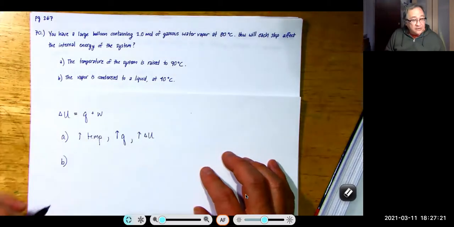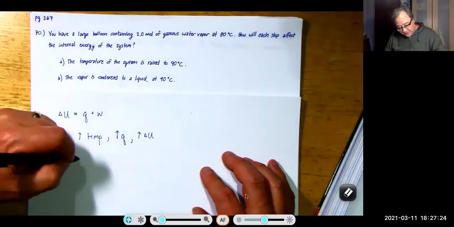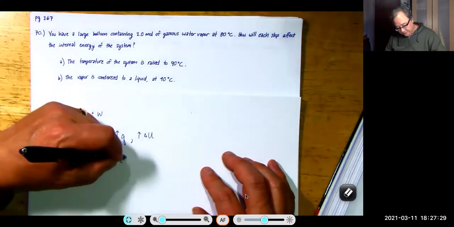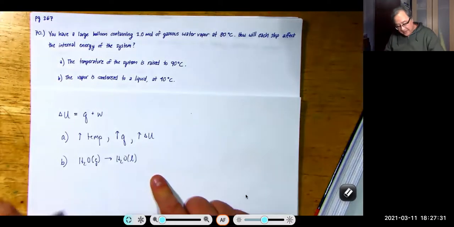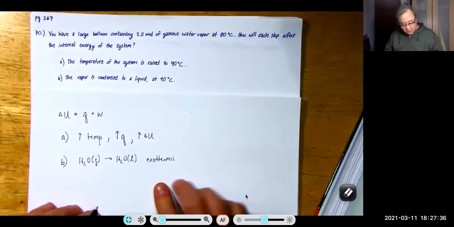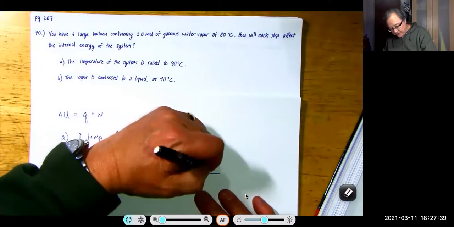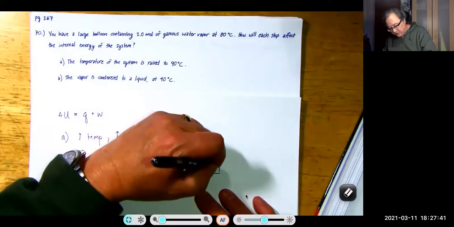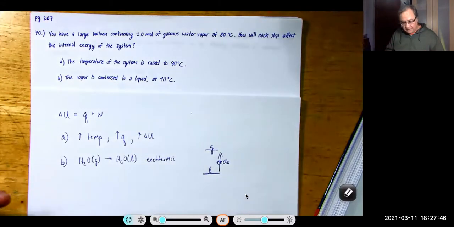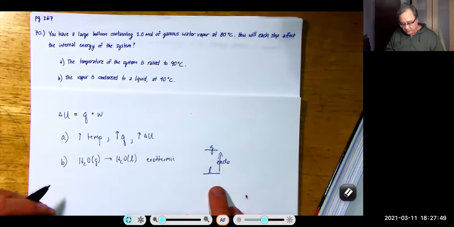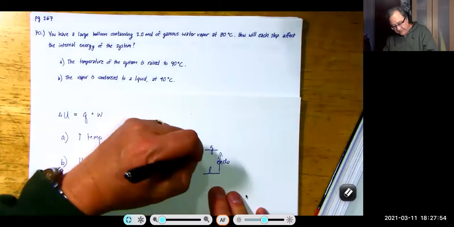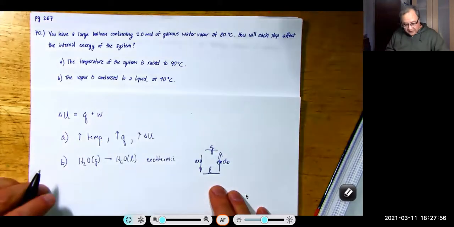B, the vapor is condensed to a liquid. That means that the H2O gas is going to turn into H2O liquid. And we know that this happens to be exothermic. How do we know that? Because if we take the liquid and turn it into the gas, that's endothermic. So the opposite would be we're going to lower the potential energy.